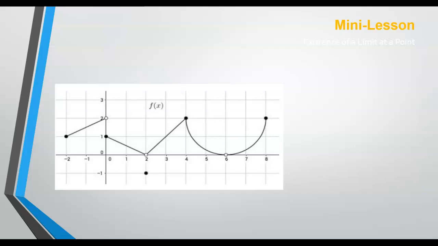Go ahead and identify on that graph the points of discontinuity. 0, 2, 6. Okay. How about 4? Points of 0, 2, 4. 4 is not discontinuous.